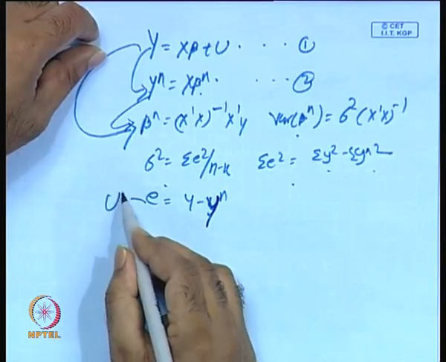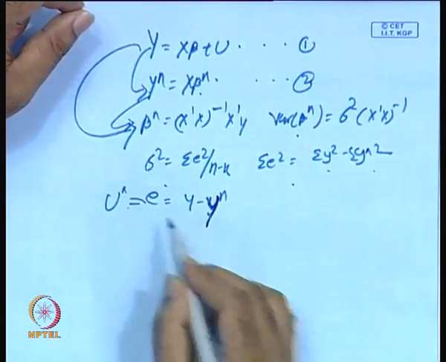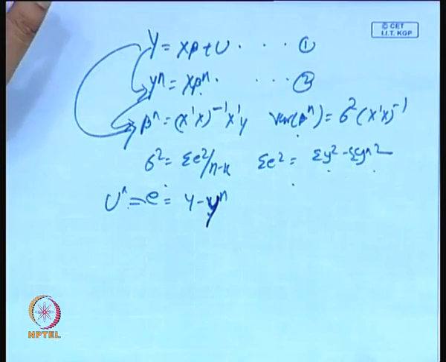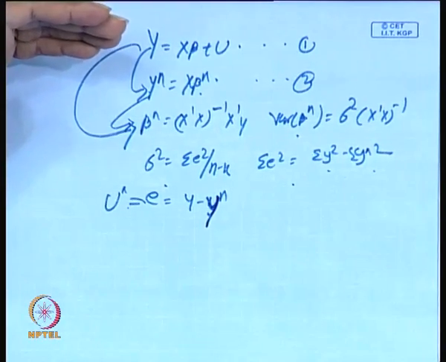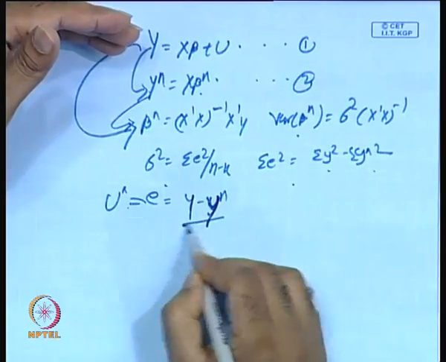Sometimes it can also be called a u hat. So u hat, or e, equals y minus y hat. So that is the difference, the error term.